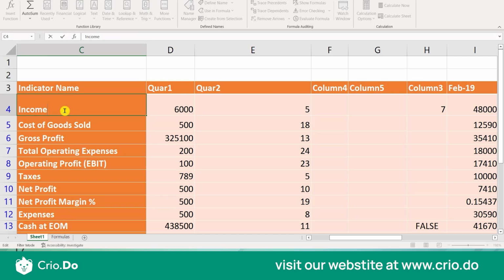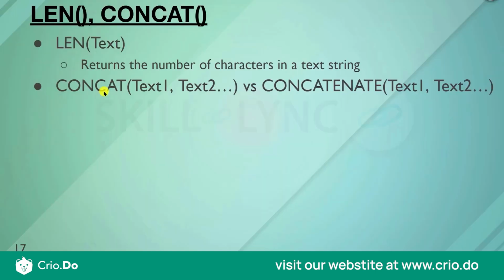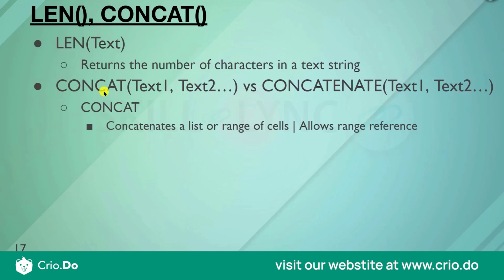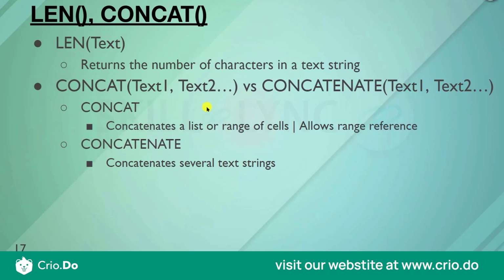Next function is the concat function. Concat function basically combines two or more strings, so we can pass it multiple values. It concatenates a list or range of cells and allows us to give a range. Then we have another function, concatenate, but this time we are writing the full name. It concatenates several text strings, but we need to provide them separated by commas. But in the case of concat, we can give the range.